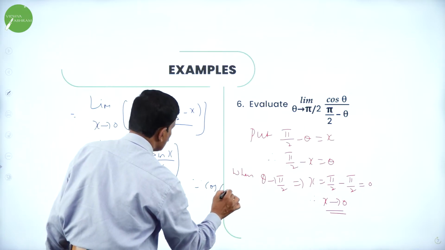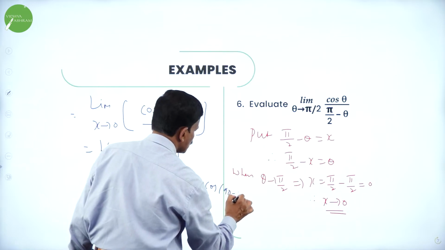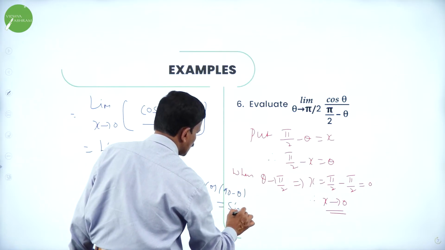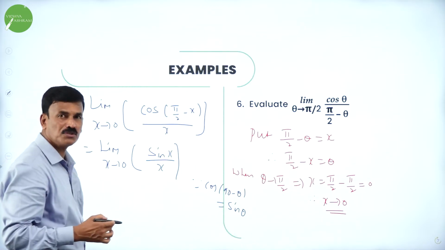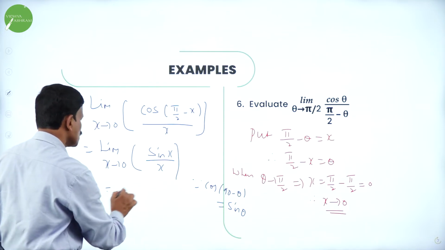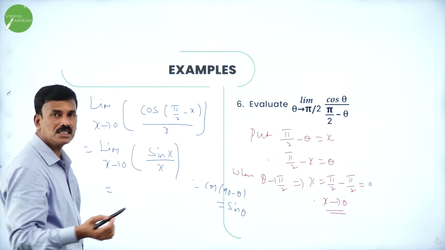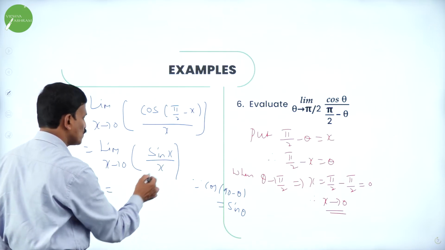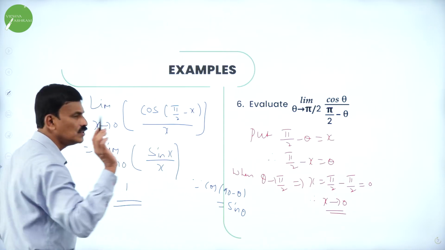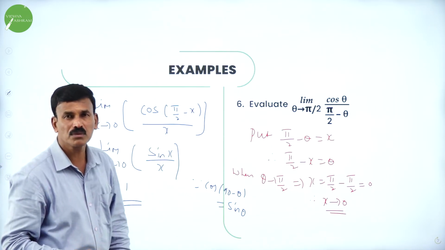Since cos of 90 minus theta is equal to sin theta, cos pi by 2 minus x is sin x divided by x. You know the standard result, sin theta by theta is 1. Limit x tends to 0 of sin x by x is always equal to 1. That's it. Very simple problem, right?